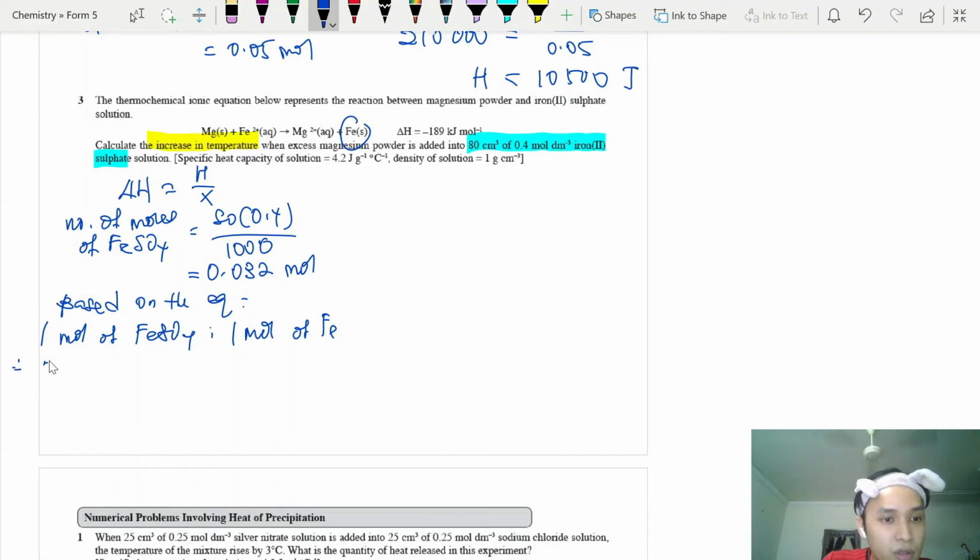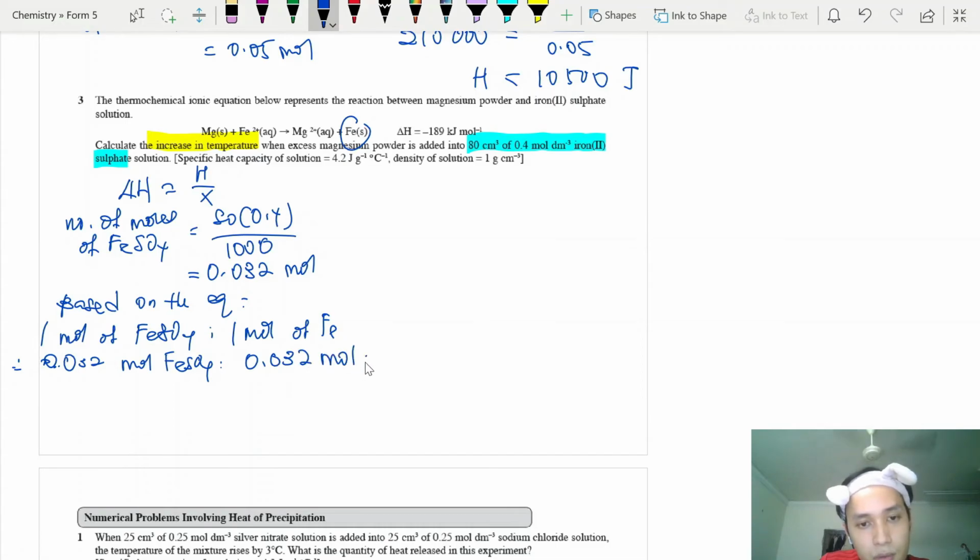Okay, therefore this 0.032 mole is also equivalent to this one. We take the ratio. Now I have the number of moles of iron, and I have the heat of reaction. So I'm going to jump into this equation here. Now, to calculate the increase in temperature, you must change the heat of reaction back to joules. If not, you will get a very small decimal value.